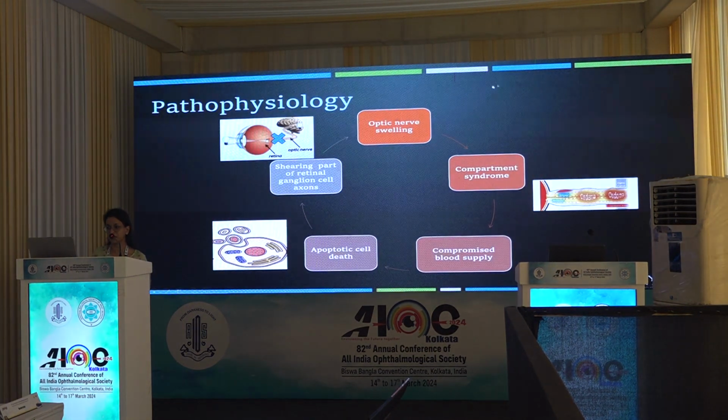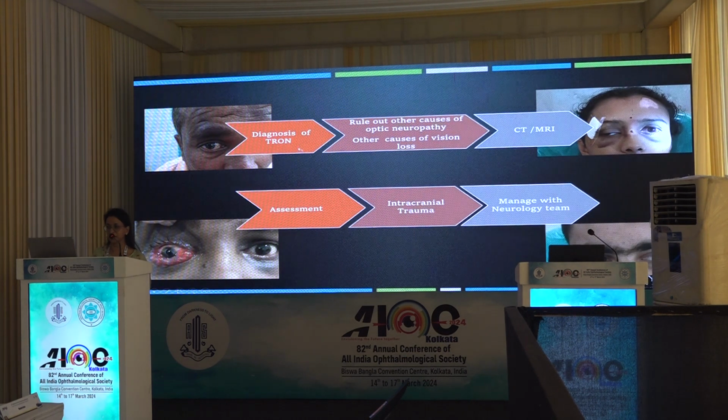As we all know, when there is an injury to the optic nerve, there's swelling, and this sets up a compartment syndrome, which further compromises the blood supply to the optic nerve, leading to apoptotic cell death. For the diagnosis of traumatic optic neuropathy, we need to rule out other causes of optic neuropathy. Many of our patients are diabetic, hypertensive. They could have a pre-existing ischemic optic neuropathy with a coexisting history of trauma. And we need essential neuroimaging in the form of CT or MRI.